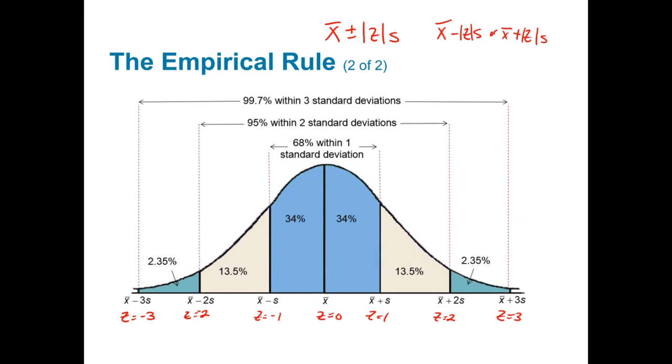Similarly, if we extend that out, we know we have 95% between -2 and 2. So if we cut that in half, you end up with 47.5% on either side. But accounting for the fact that we know 34% is between the mean and 1 standard deviation on either side, we can subtract that off to get the 13.5% here and here. And same idea to get that 2.35% between 2 and 3 on both sides.